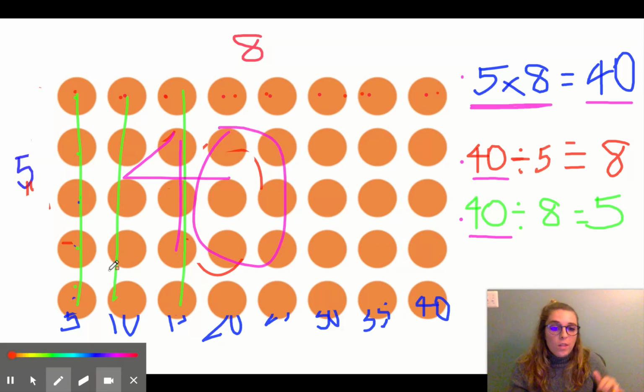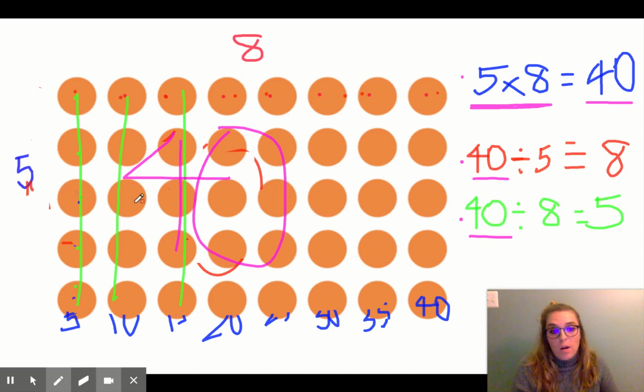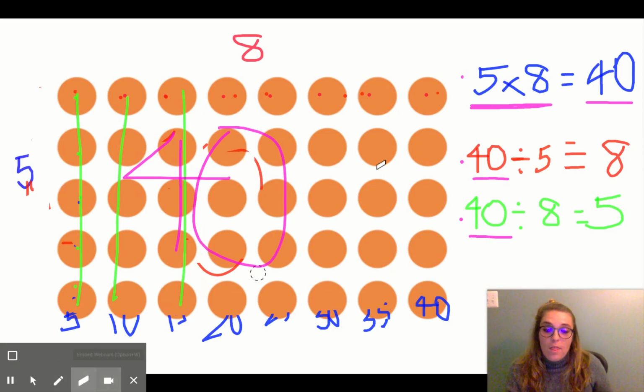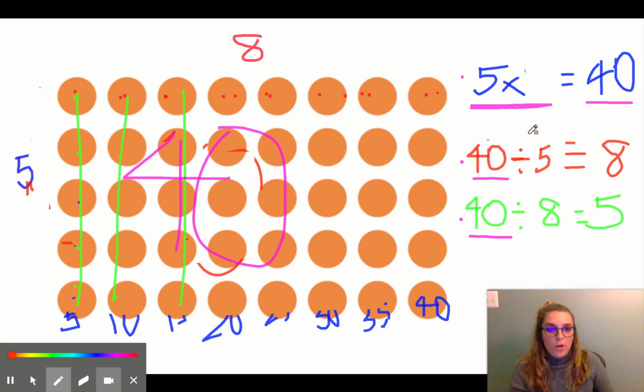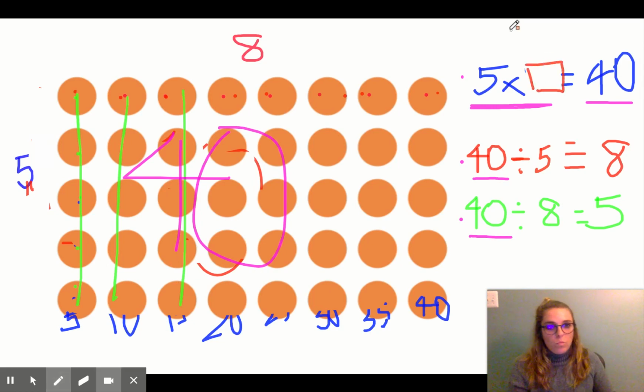Now, knowing these relationships can also help us when we see problems that might look something like this, where it says fill in the blank or find the unknown factor, like say there was a box here. 5 times what number equals 40? Well, if we know our division equations here, that 40 split into 5 groups equals 8, then we can actually plug that number in right there.